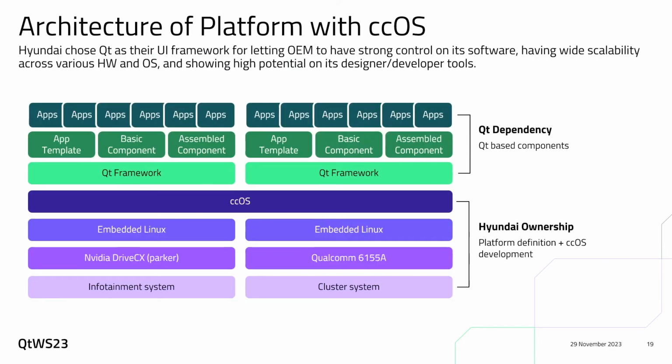So here's a very high-level description of the architecture they used. We have Qt at the top, and then Hyundai's ownership of the platform plus the connected car. As you can see, they have multiple different apps up at the top layer, very abstracted. Below that are the app templates, basic components, and then the actual assembled components. Then we have the Qt framework, which is talking to the connected car, which is running on embedded Linux, across either Qualcomm or NVIDIA, depending on the actual hardware it's going to be in. So is it an infotainment system or is it a cluster?